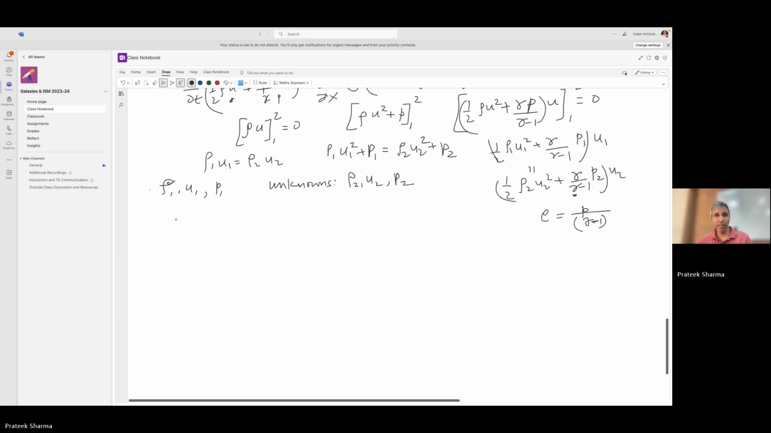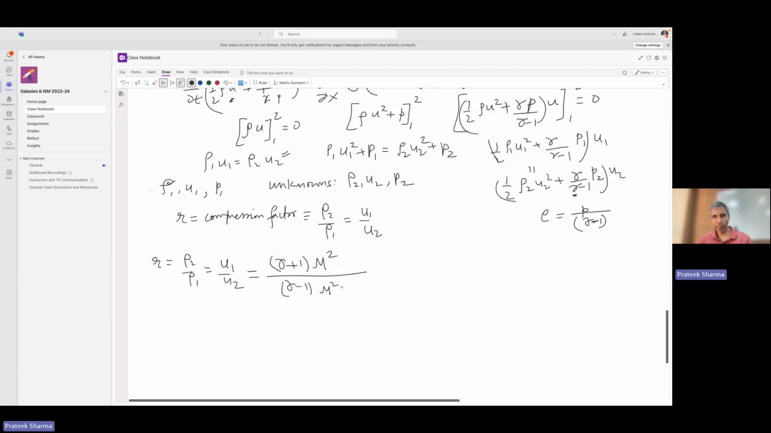So the best way to actually solve these equations is to introduce something called R, this compression factor, which is nothing but rho 2 by rho 1. But by this equation, this is also equal to u1 by u2, right? This is the mass conservation equation. If you solve these equations, there are three equations, three unknowns, you can actually analytically solve these equations. What you get is R, which is rho 2 by rho 1 equals u1 by u2, is equal to (gamma plus 1) times Mach squared by (gamma minus 1) times Mach squared plus 2.